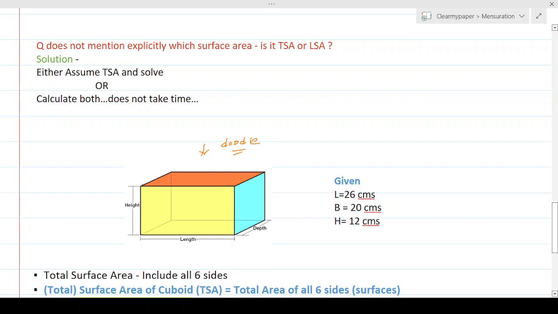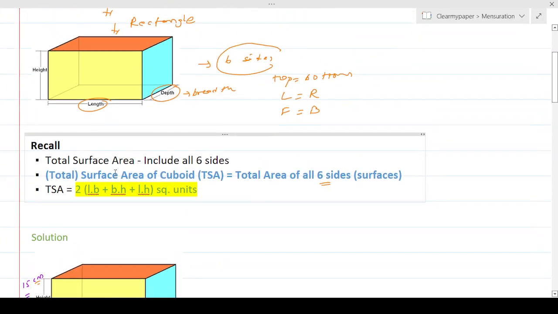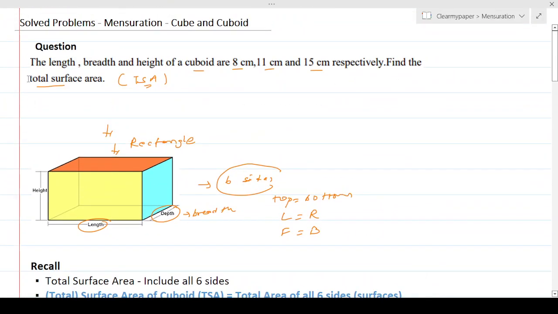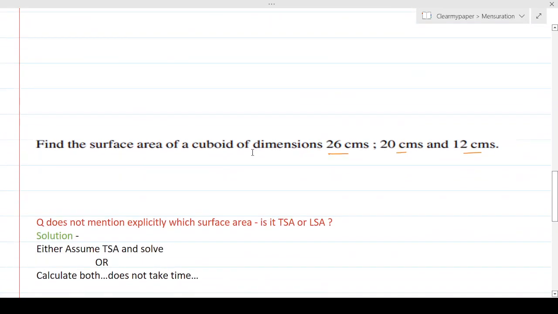Now the thing over here is, in the previous question that we saw, they clearly asked us to find the total surface area. In this question, they are just saying to find the surface area. They're not specifying which one.